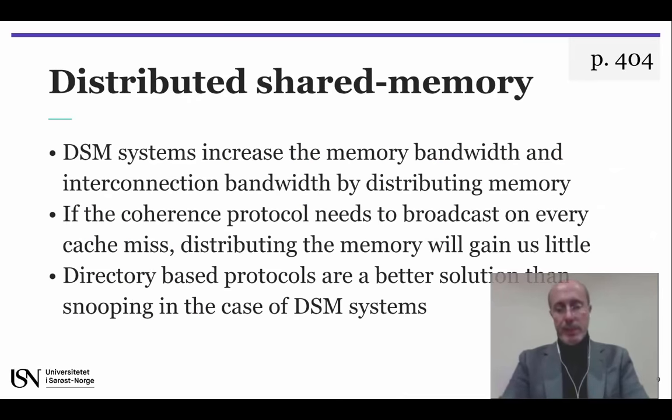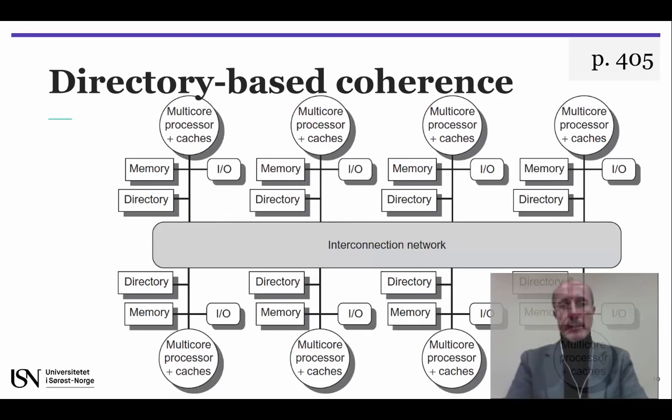As we saw in the previous example, a snooping protocol requires communication with all caches on every cache miss. This is not feasible in the case of distributed shared memory systems, where the increase in memory bandwidth and interconnection bandwidth comes from distributing the memory. So unless we eliminate the need for the coherence protocol to broadcast on every cache miss, distributing the memory will bring little advantage. In this case, the directory-based coherence protocol is preferable. Let's look at an example.